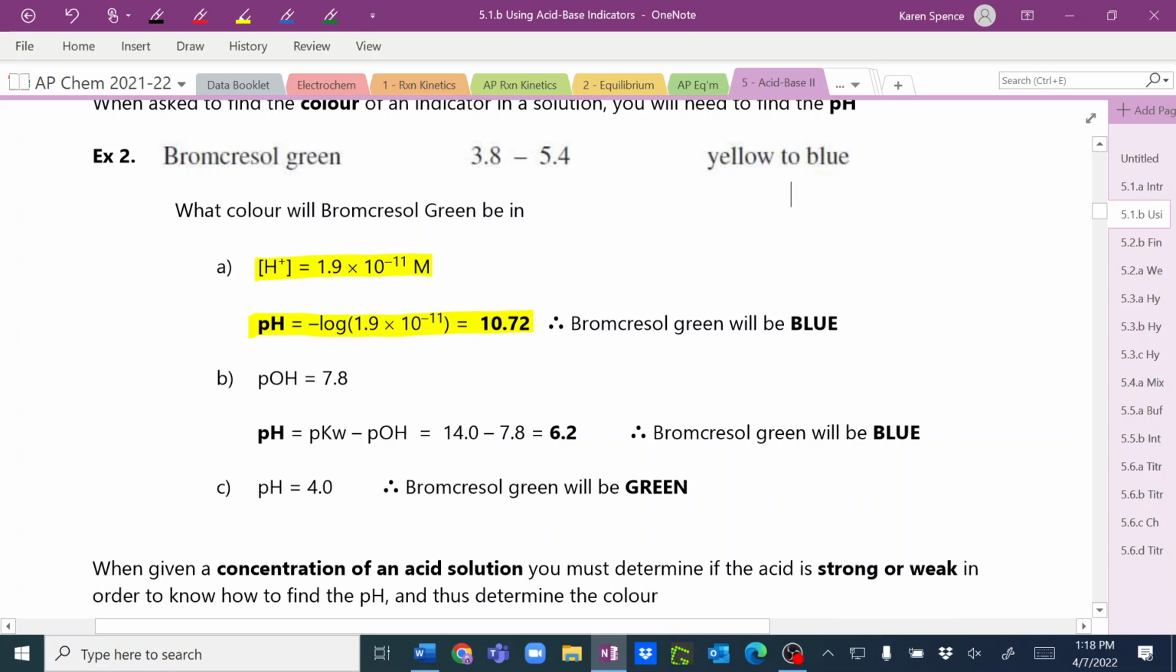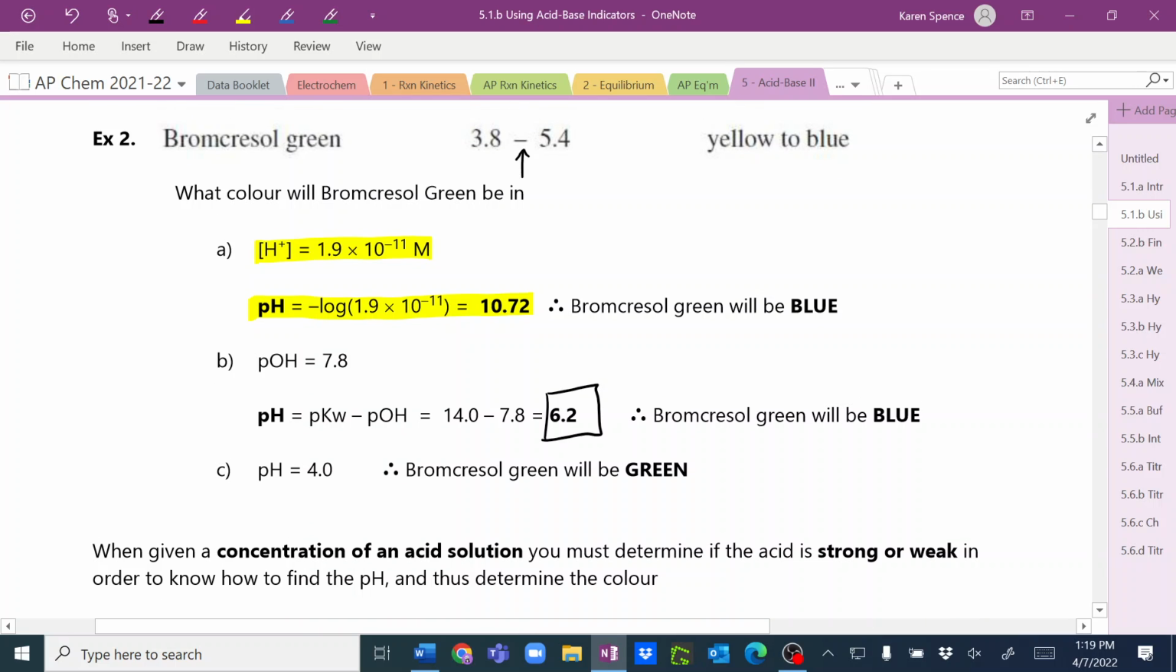If I give you a pOH, what would you have to do? You would have to find the pH, so you would say pH is equal to, do you guys remember this formula? This is on your test next week, yes? pH is equal to pKw minus pOH, so we have 14.0 minus 7.8, we get 6.2. What color will it be? Blue, excellent. And then if I just give you like pH 4, if it's anywhere in the middle, just say green. Yes? No? Okay.